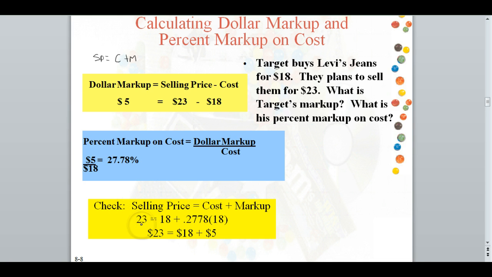This is a check. So if we have our selling price equals our cost plus our markup on the cost of the goods, remember the cost of the goods is $18 and we marked them up 27.78%, which is $5. So 18 and 5 is 23. So yes, we did that problem correctly.